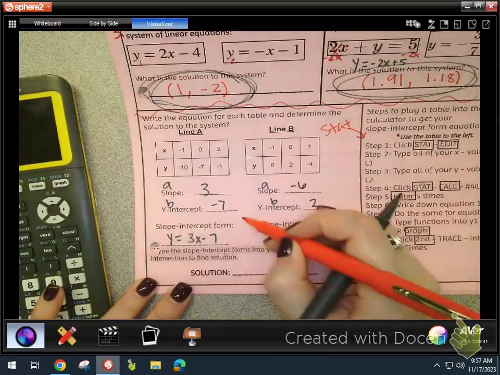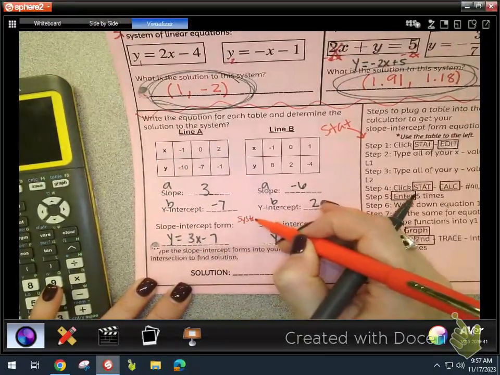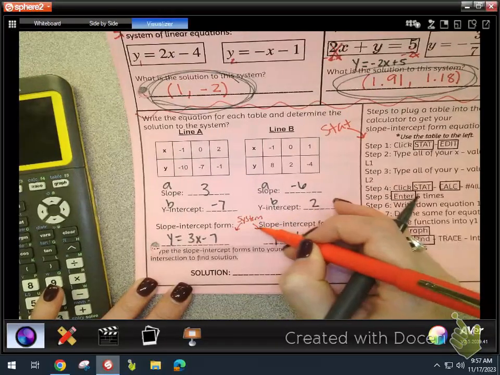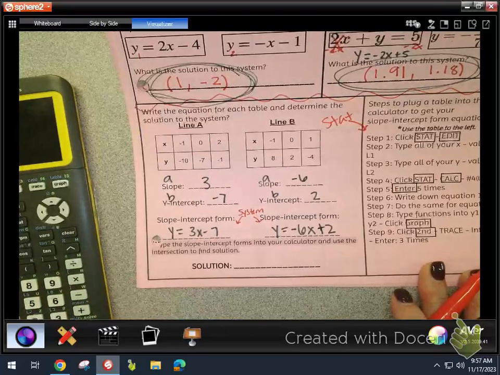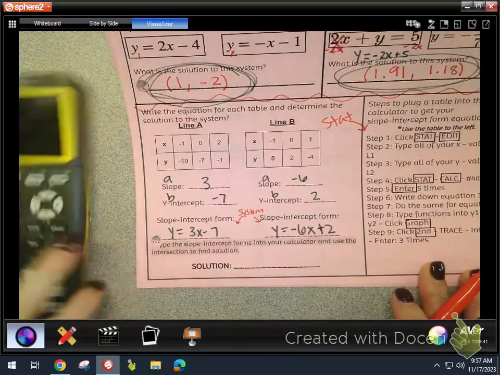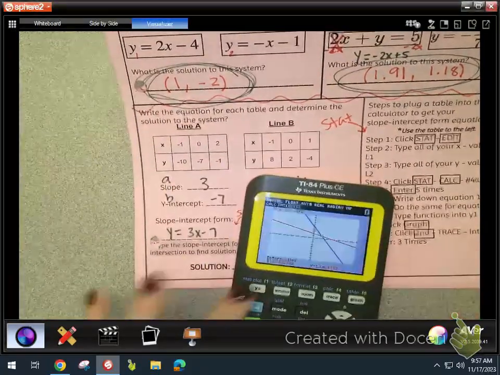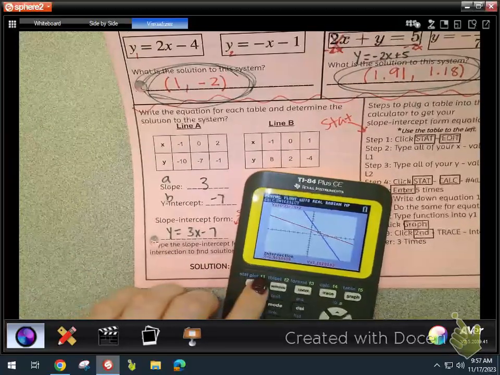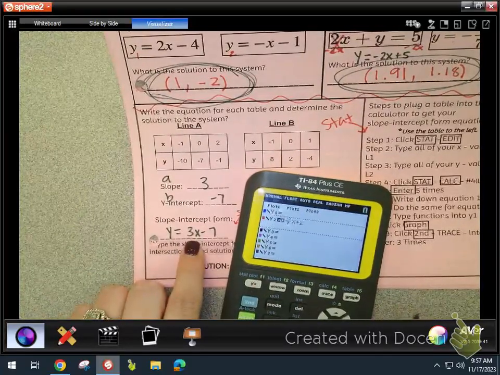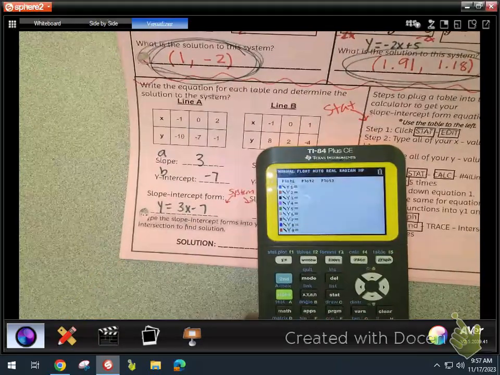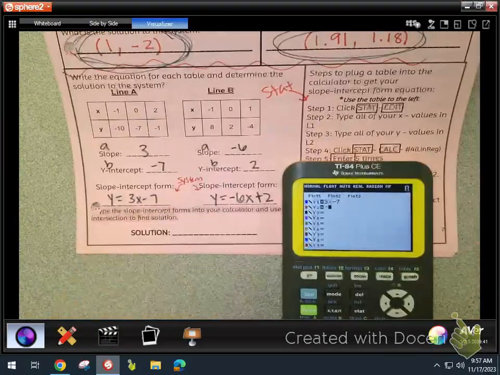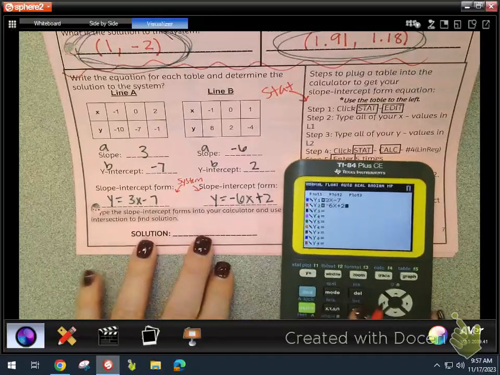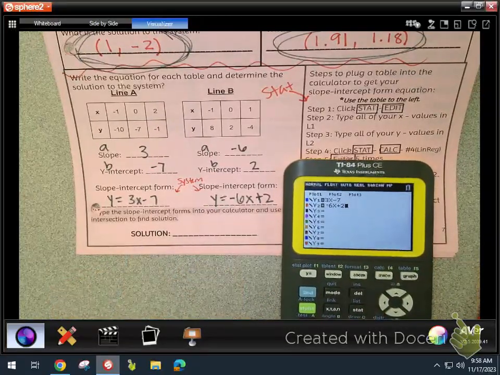This is our system, our 2 equations. They're both in slope-intercept form. So if you want to find the solution, we're going to do just what we did right above. We're going to put our 2 equations in where? Y equals. Clear out the old ones. 3x minus 7, -6x plus 2. Y1, Y2.